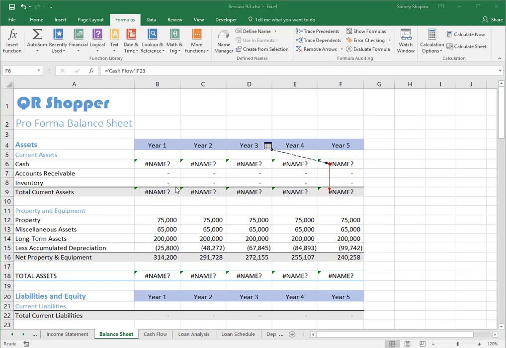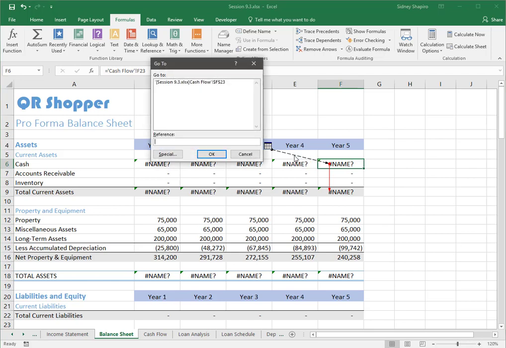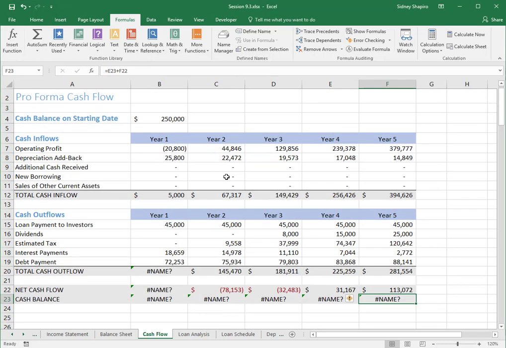Okay, so now let's figure out where that error is coming from. So we'll double click on the tracer arrow and we get this Go To dialog box. Okay, so we could click on here, and we're going to press OK, and it's going to bring us to wherever the problem is coming from. All right, so we ended up in F23.